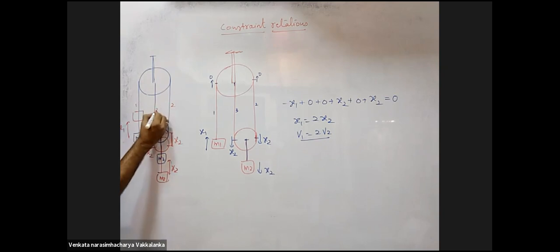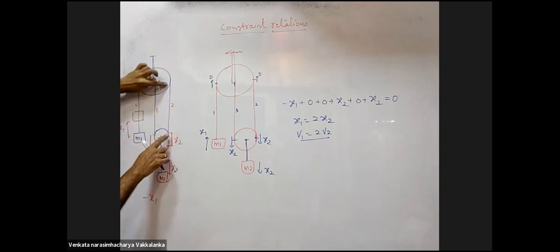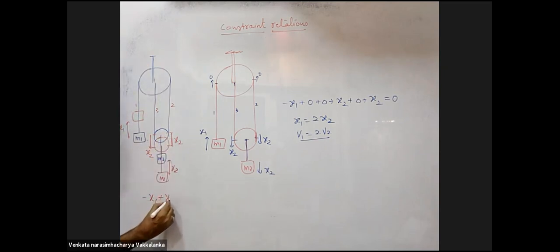Segment 1, segment 2, segment 3. Segment 1: minus x1. Segment 2: plus x2. Segment 3: plus x2. Sum total should be 0. So x1 is equal to 2x2.